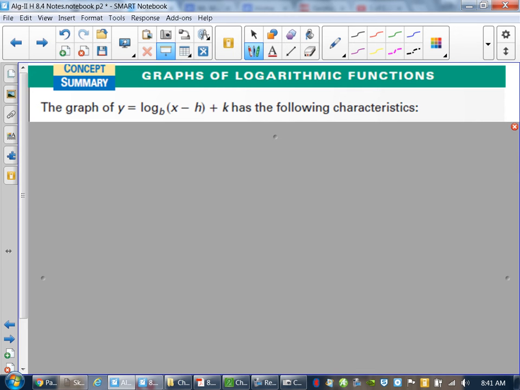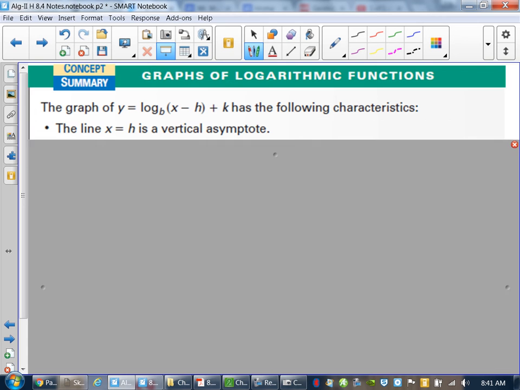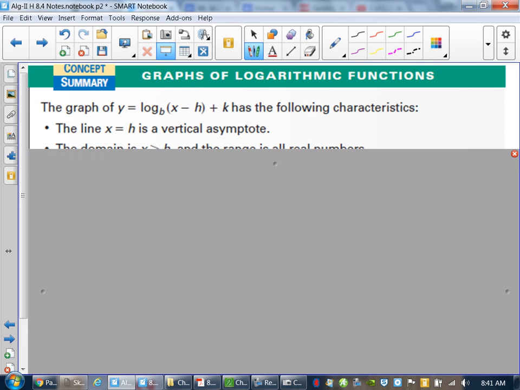Well, exponential functions had horizontal asymptotes. Logarithm functions are going to have vertical asymptotes because logs and exponents are inverses. Convenient how that works.